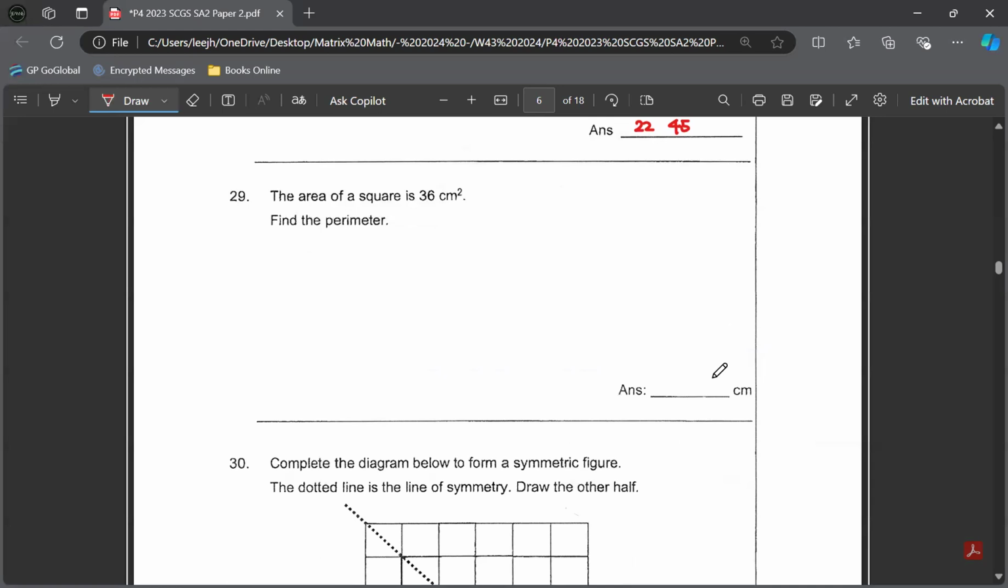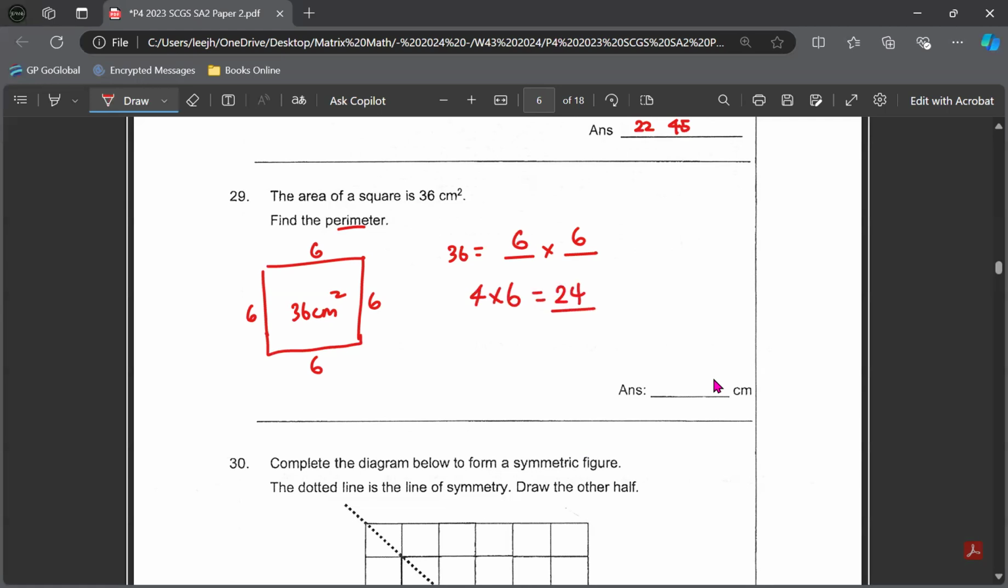Question 29. The area of the square is 36. So draw a square. 36. Find the perimeter. So we know area is given, right? We can find the side of a square. Area is length times length of a square. So 36 means what times what? Because it's a square, two numbers must be the same to multiply to get 36. So it's none other than 6 and 6. So this is 6, this is 6. This is also 6, this is also 6. Perimeter will be 4 sides of 6. The outline of the shape. So answer is 24 cm.